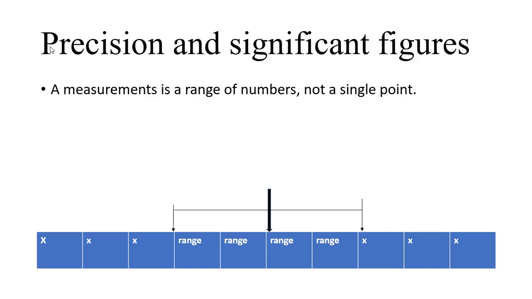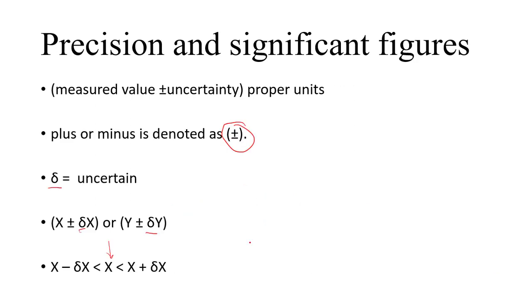When we look at uncertainty, it is not defined enough to pin it down to a single point, so we look at a range of values. The reporting format and notation communicates this range of values. Our notation for measurements and their uncertainties takes the following form: measured value ± uncertainty, proper units, where ± is denoted as plus or minus.